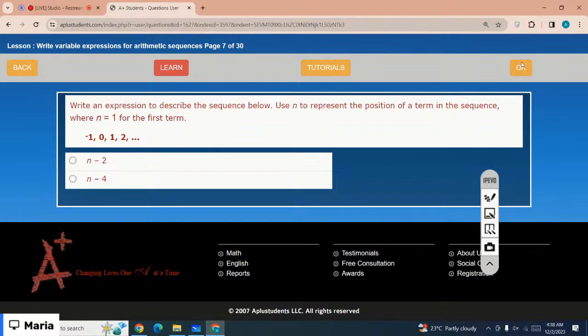Write an expression to describe the sequence below. Use n to represent the position of a term in the sequence where n equals 1 for the first term. So, which is the correct option? Yes, the correct option is option number 1. N minus 2 is the correct option.